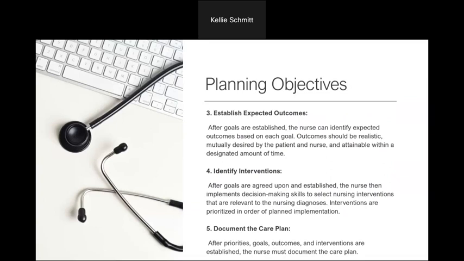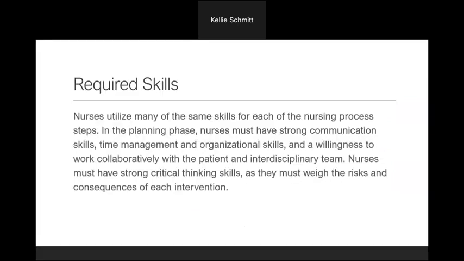These nursing orders are important in communicating with other members of the nursing team. Nurses must have strong communication skills in the planning phase. Our time management and organizational skills must also be impeccable. And we need to have a willingness to work collaboratively with patients and their families or their caregivers and the entire interdisciplinary team. Nurses must have strong critical thinking skills and must weigh the risks and consequences of each intervention.